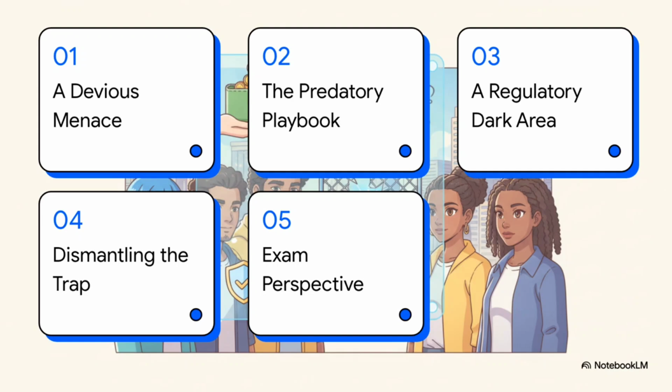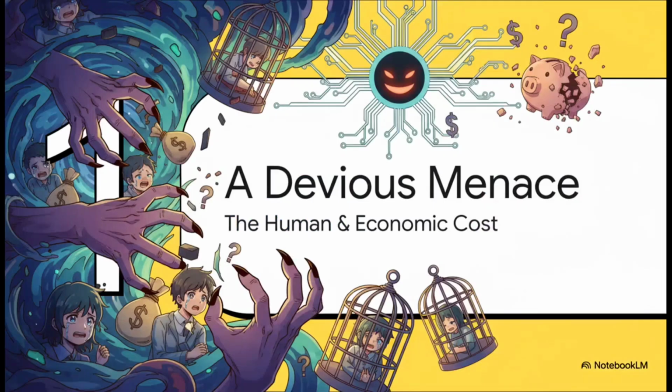Exactly. And to help you build a really solid, structured answer for your exam, we've broken this entire analysis down into 5 key parts. First, we'll look at the problem itself. Then we'll dissect the predatory playbook they use, we'll examine the regulatory gaps, then talk about some concrete solutions, and finally, we'll tie it all directly to what you need for your mains and interview preparation. All right, let's get right into it.